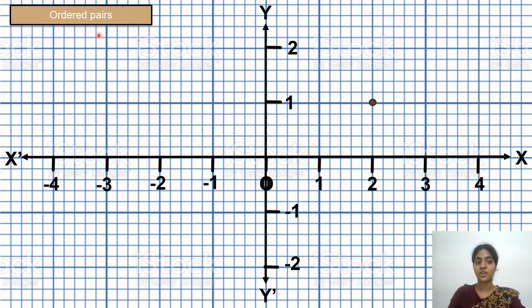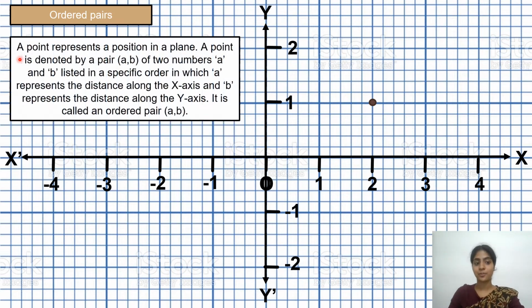Let's see what an ordered pair is. A point represents a position in the plane. A dot represents a point, a position in a plane. A point is denoted by a pair (a, b) of two numbers a and b listed in a specific order. So (a, b) cannot be (b, a). (a, b) should be (a, b) only.